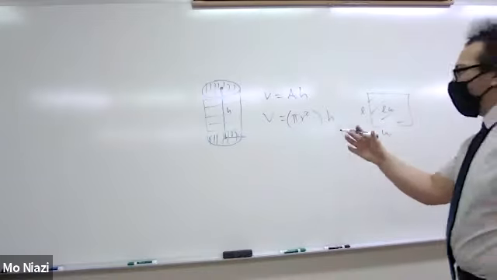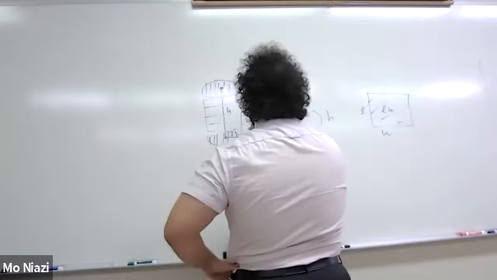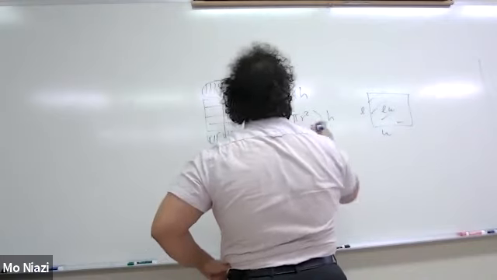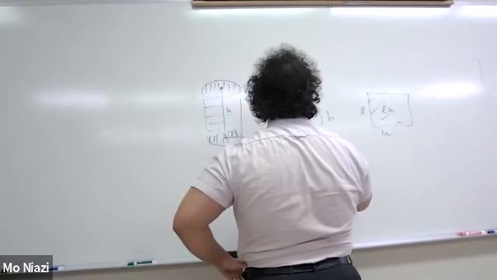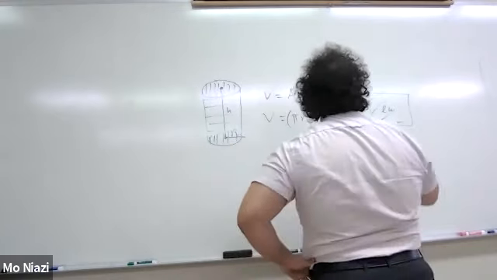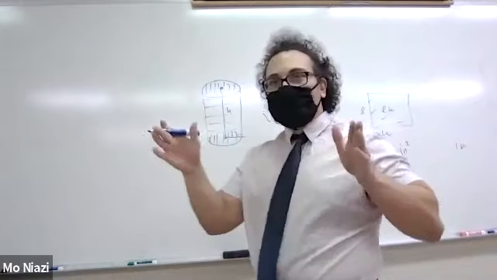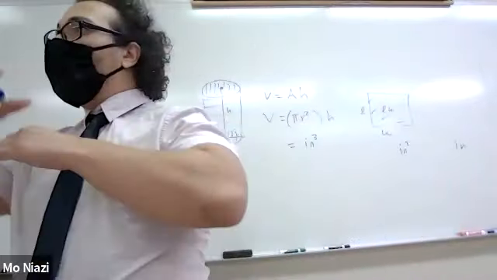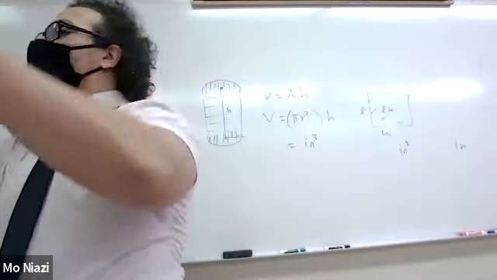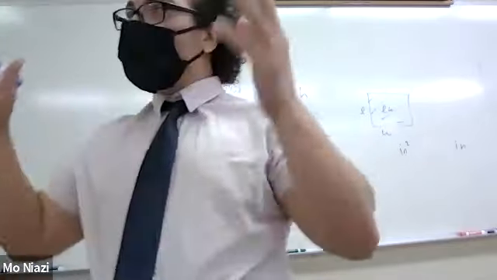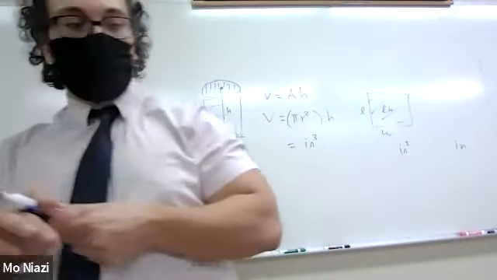So let's say R is in inches. Don't forget your volume will have units inches cubed. Just like areas have inches squared and lengths have just inches. A length is just an inch, an area is inches squared, and then a volume is inches cubed.